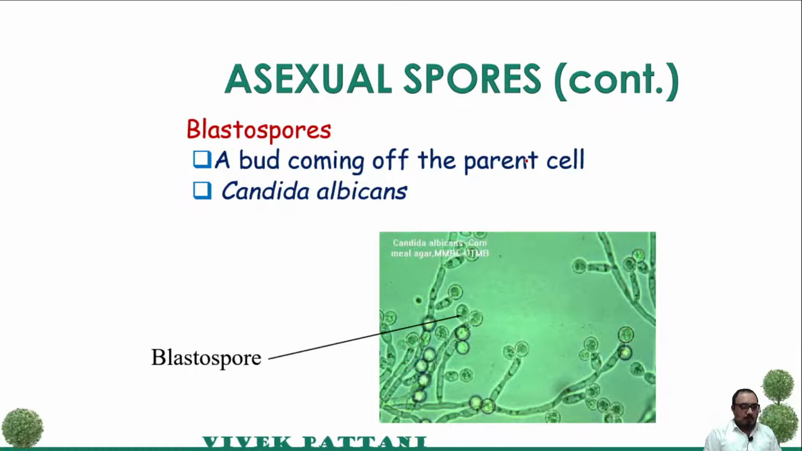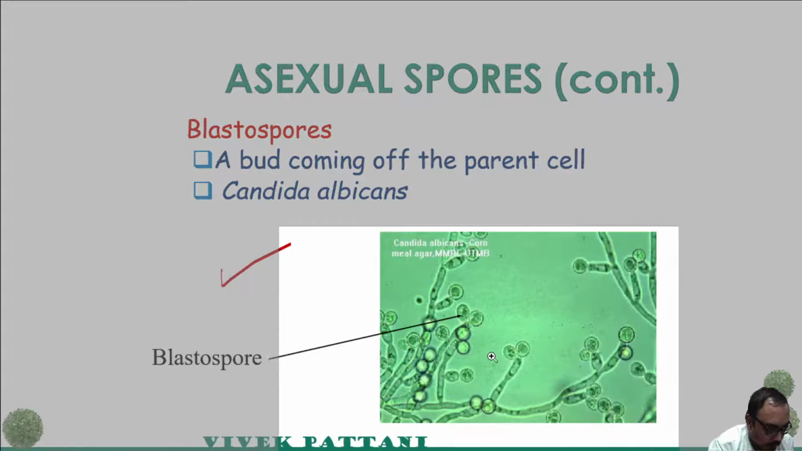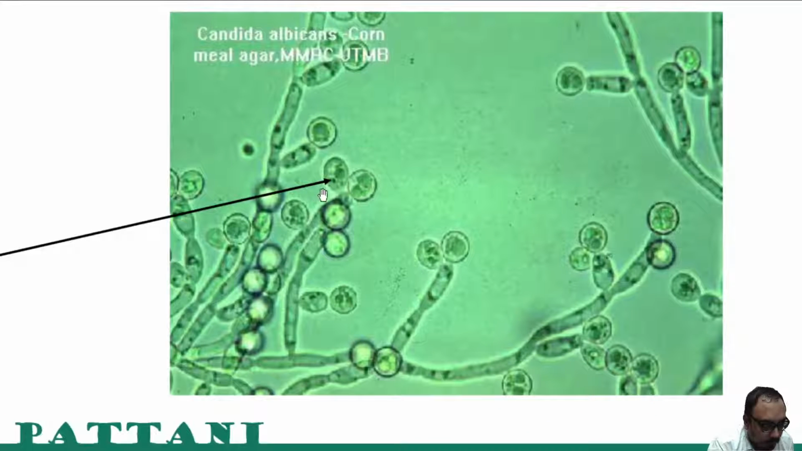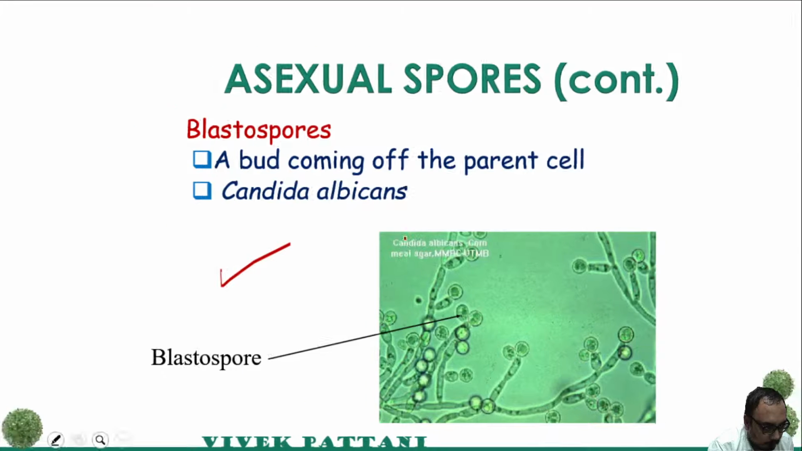Okay, now the blastospores, from where do they come? A bud coming off from a parent cell. Please have a look. From the parent cell, a bud will be coming out.